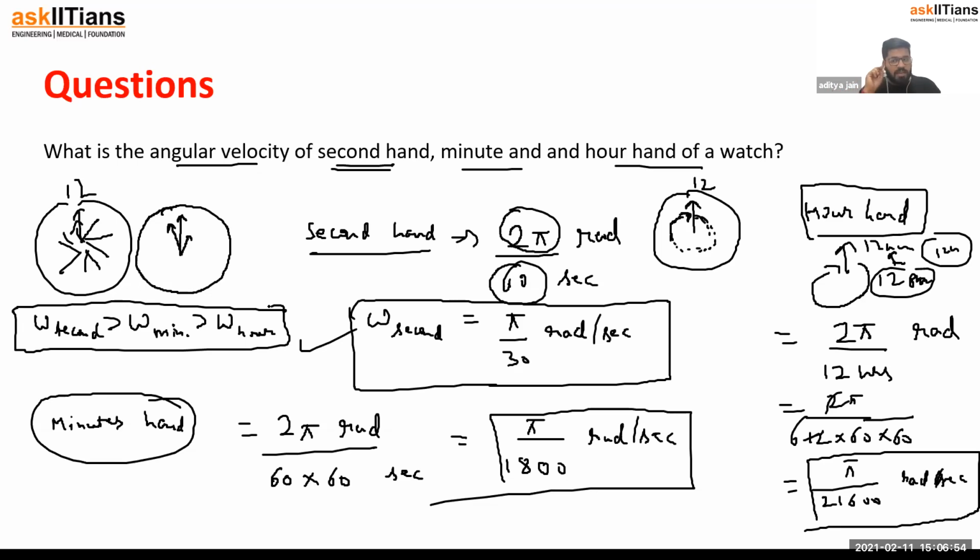And what about the hour hand? The hour hand takes 12 hours to complete one rotation, so its angular velocity is the least in comparison to the seconds and minute hands. This is how to calculate angular velocity: total angular displacement over total time taken. I think this question will solve all your doubts regarding angular velocity.